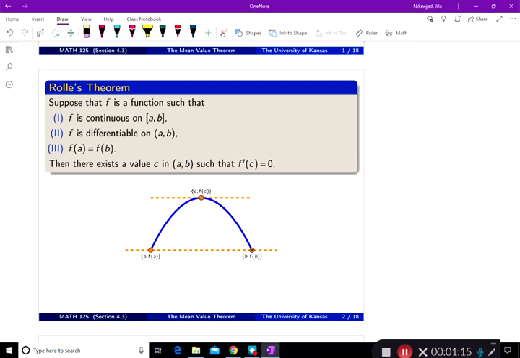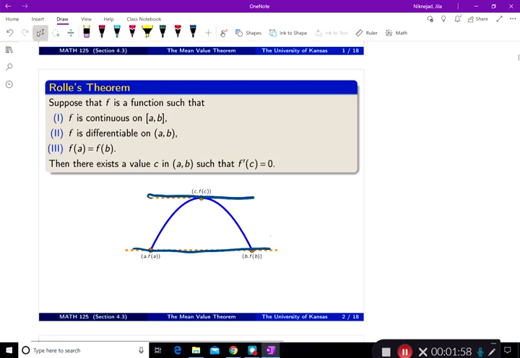Okay, so another way of rewording Rolle's theorem is that with all these hypotheses satisfied, f being continuous on a closed interval, f being differentiable on an open interval, and the two values at the endpoints being the same, we can say that the secant line, here at the bottom, between (a, f(a)) and (b, f(b)), is parallel to the tangent line at some point in between a and b.